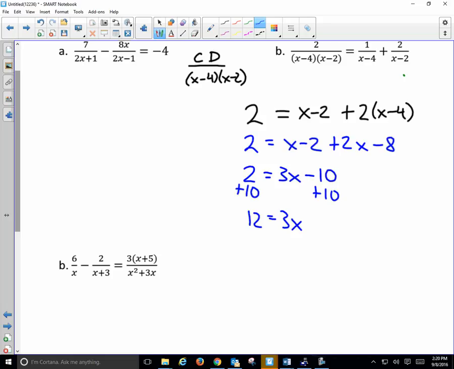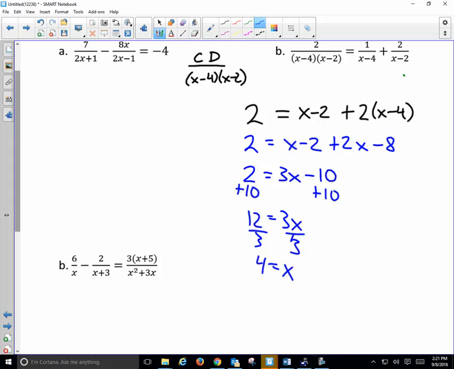Your final solution will be... there is one problem with that. Does anybody see what the problem with the number 4 is? If you wanted to check your answer for an equation, what would you do to check your answer? How would you do it? You plug it back in.